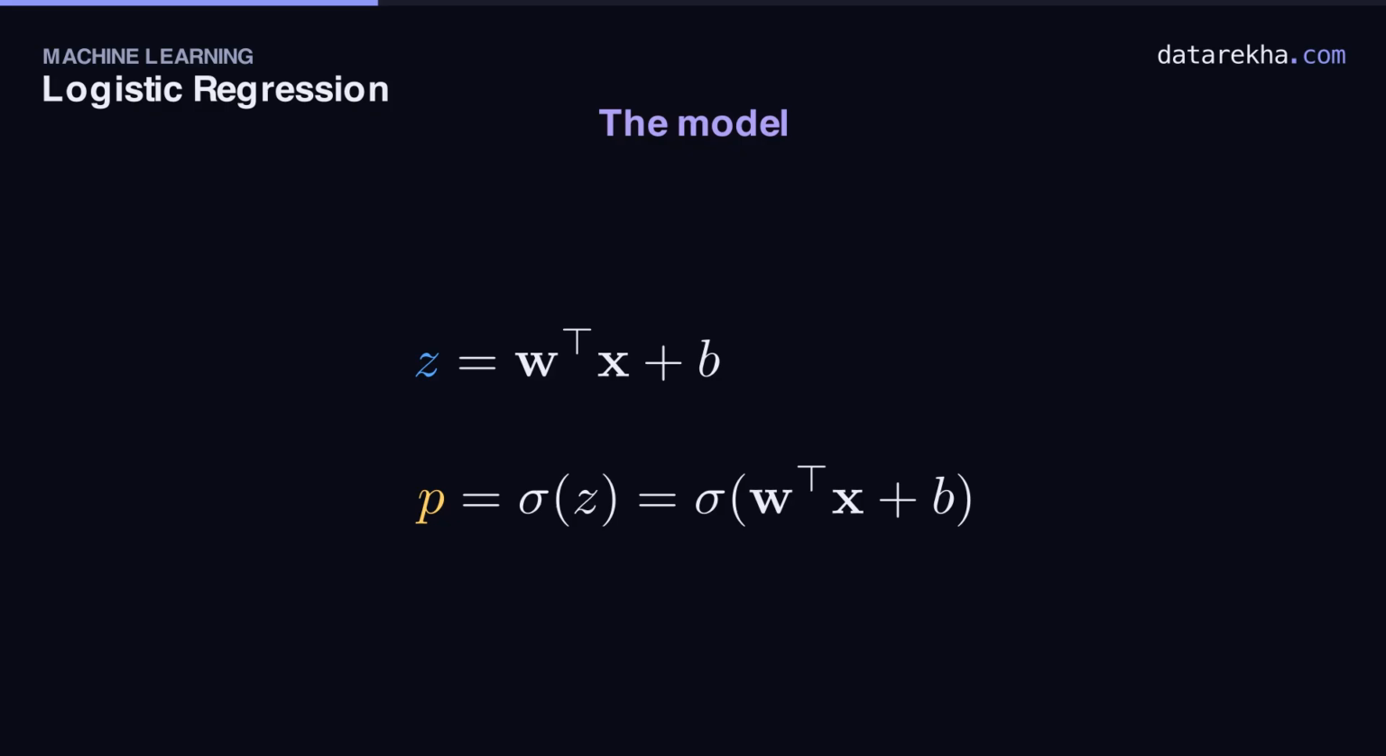A straight line score, squashed into a probability. That is logistic regression, start to finish. And because probabilities must add to 1, the chance of the other class, class 0, is simply 1 minus p. Two numbers that always sum to a whole.